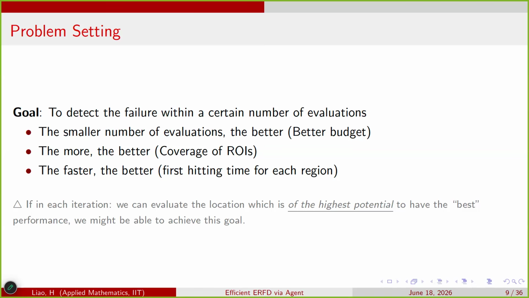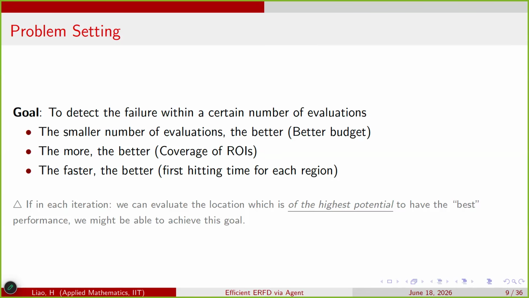Our goal is to detect the failure. We call it failure or the region of interest, whatever, within a certain number of evaluations. And the goal here is the smaller the number of evaluations, the better for the budget side. And the more, the better. The more means the more failure regions we find, the better. We are trying to find the regions that contain these failure specifications. So if we move on from this step, we can further analyze what kind of combinations, what their relationship is, that lead to this kind of failure.